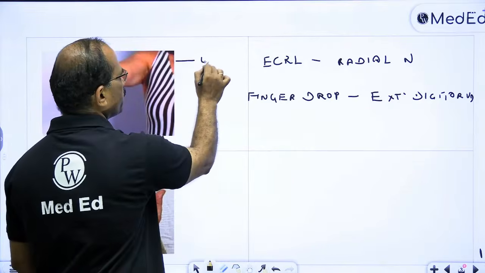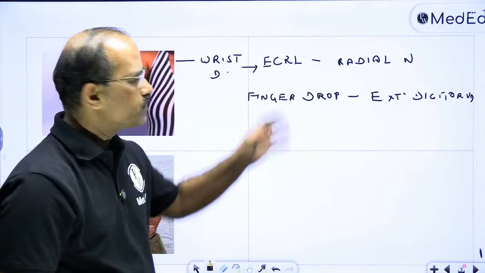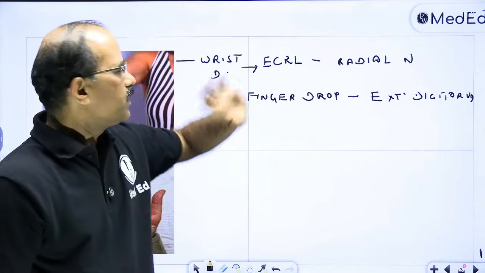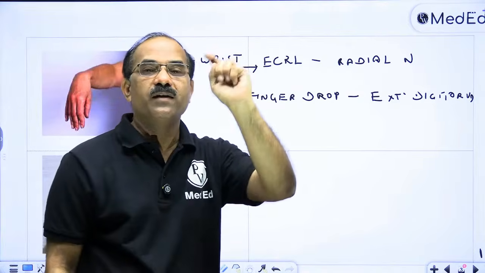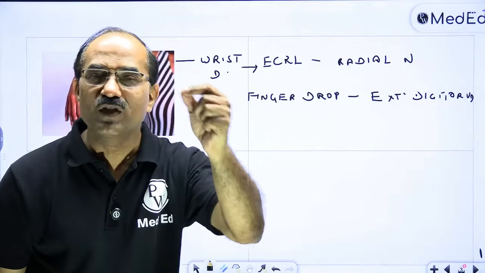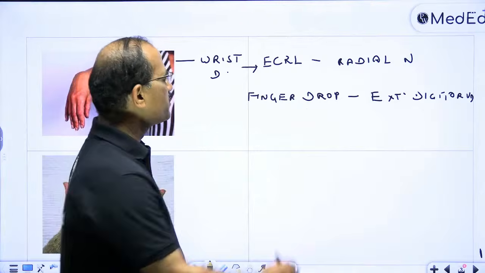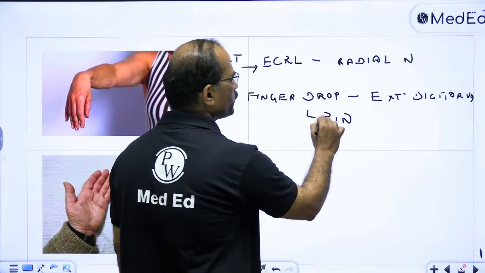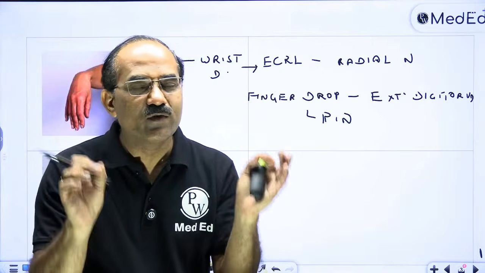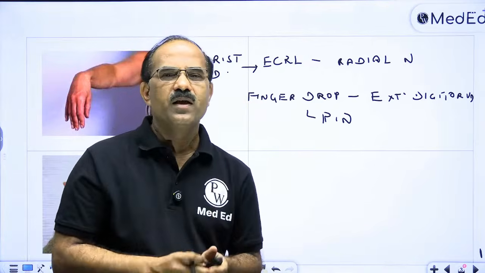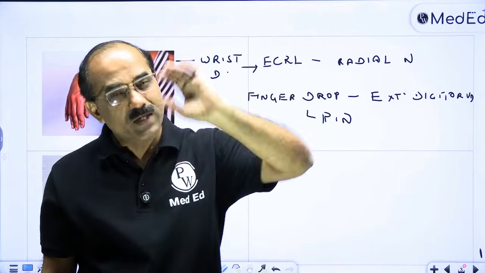So wrist drop is due to paralysis of ECRL supplied by the radial nerve. Finger drop is due to paralysis of extensor digitorum, and this extensor digitorum is supplied by which nerve? That's the posterior interosseous nerve. If the posterior interosseous nerve is injured, we get a finger drop. If the radial nerve is injured, the posterior interosseous nerve is also injured. You get a wrist drop as well as finger drop.